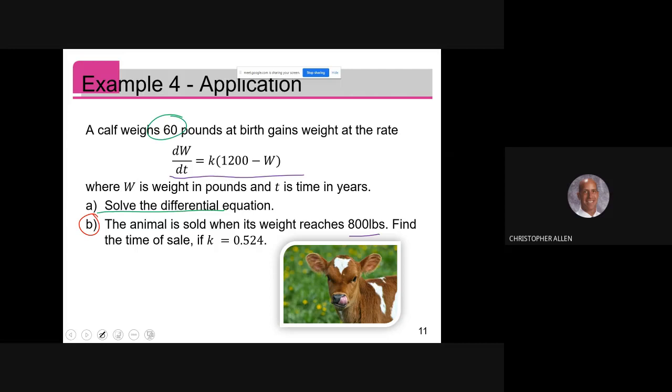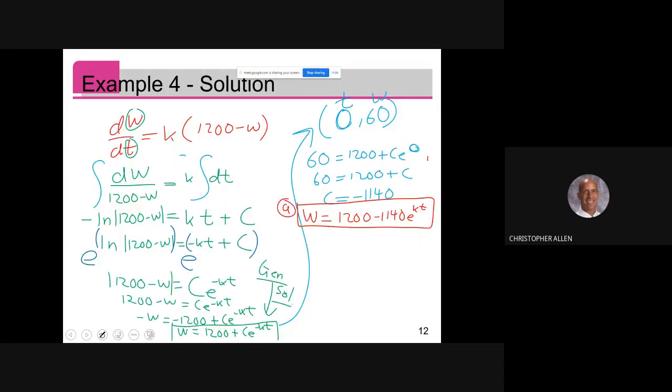The animal is sold when its weight reaches 800 pounds at the time of sale. If K is 0.524, how long is it going to take? And by the way, this is going to be in years because we did this in years. How many years before we can sell our little calf here? It was originally born at 60 pounds. We're going to sell it when it reaches 800 pounds. Go ahead and use K equals 0.524 and determine how long it will take for the calf to be sold. I'm going to let you solve that, and then I'm going to get my next activity going.